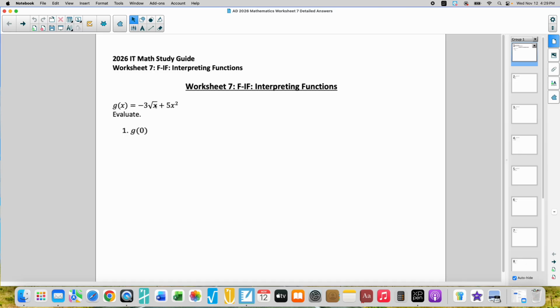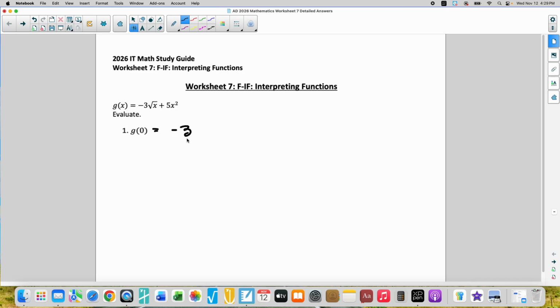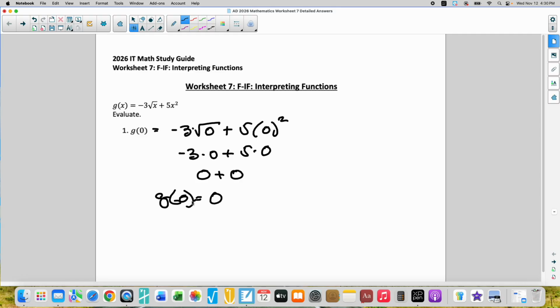This is function notation, and this says g of 0. So we have substituted 0 in for x, so we will substitute 0 into all of the x's. So g of 0 equals negative 3 times the square root of 0 plus 5 times 0 squared. The square root of 0 is 0, so negative 3 times 0 plus 5 times 0 squared. 0 squared is 0. So we have 0 plus 0, because we do multiplication before addition. And so g of 0 equals 0.